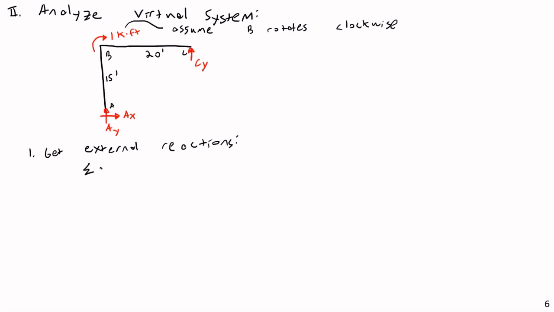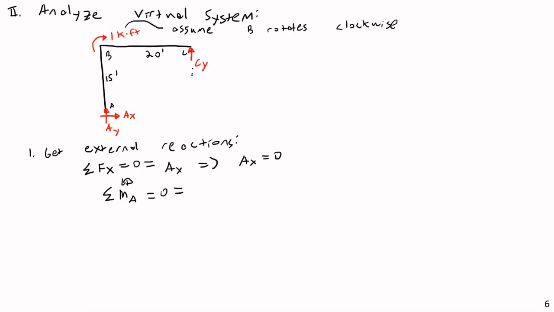I'm going to say sum of forces in the x direction is equal to 0, and we have AX here, and that's it. So AX is equal to 0. There are no horizontal loads on the structure, so AX is just equal to 0. Then I can do a sum of moments about point A. I don't even need to use that imagined joint D, or point D. I can just use A here because the loads are so simple. So sum of moments about A, counterclockwise positive, is equal to 0.